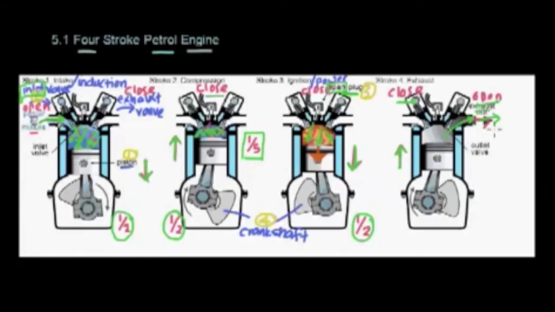So for a 4-stroke petrol engine, the mixture of petrol and air is actually compressed to 1/5 of its original volume, and for the whole cycle to be completed, the crankshaft has made 2 complete revolutions. And now let's move on to the 4-stroke diesel engine. After that, followed by the comparison between petrol engine and diesel engine.